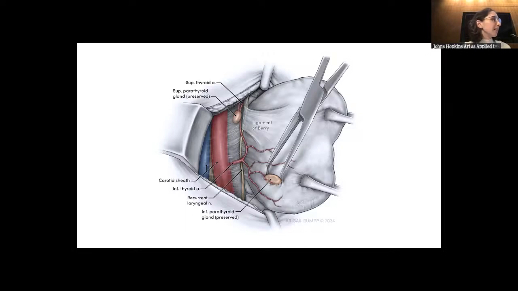So she asked if I used any 3D models for this. I did. I also used real live cadaver models.